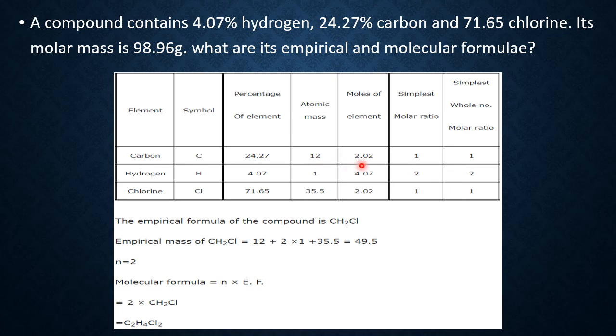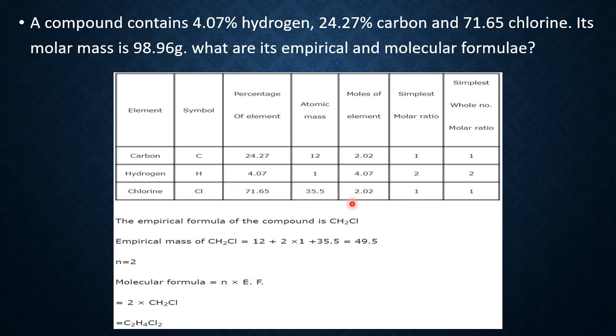So divide 24.27 by 12. The answer is 2.02. Similarly, 4.07 by 1 equal to 4.07. 71.65 by 35.5 equal to 2.02. So these are number of moles of carbon, hydrogen and chlorine.